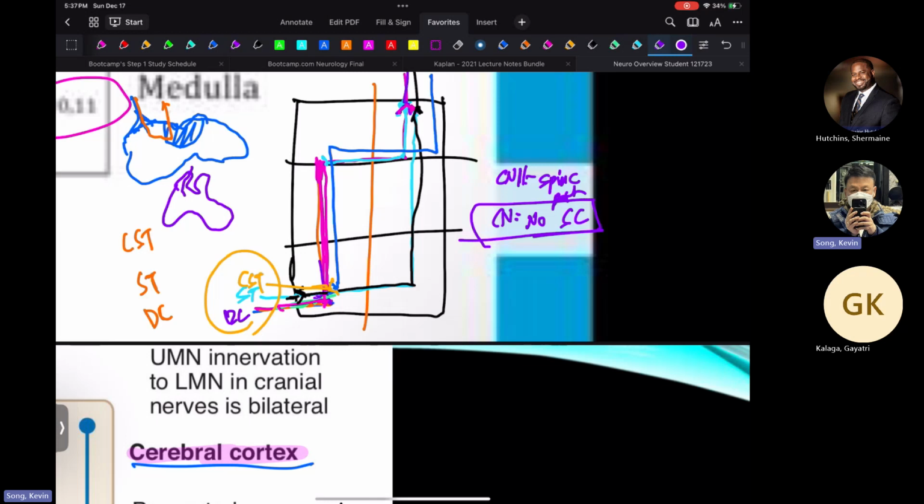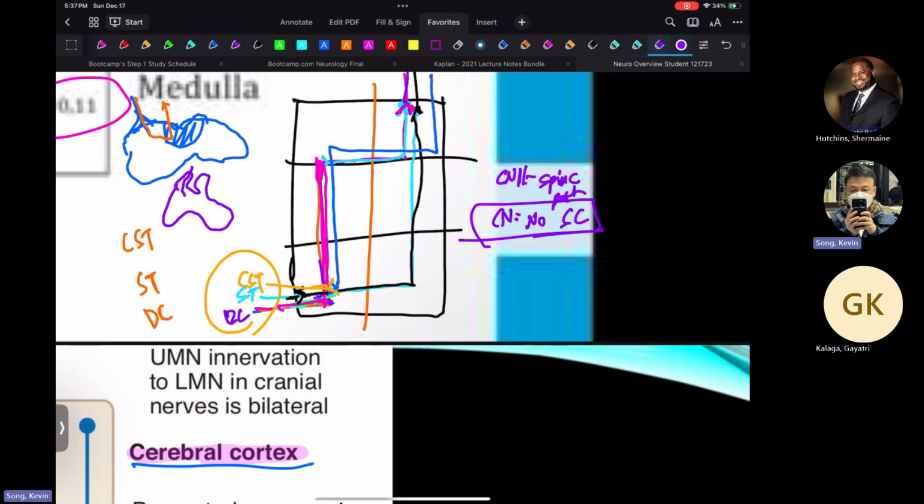So the cranial nerve has two parts: upper motor neuron and then lower motor neuron. Upper motor neuron is CNS, but lower motor neuron is PNS. So if someone asks whether the cranial nerve is the PNS or the CNS, you have to say two parts, upper motor neuron and lower motor neuron. Upper motor neuron is inside of the brainstem, that pathway.